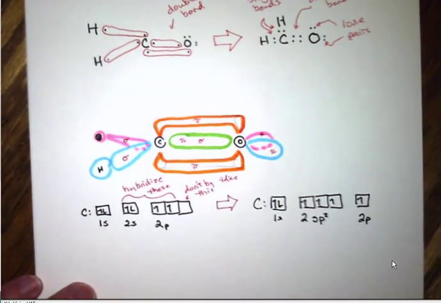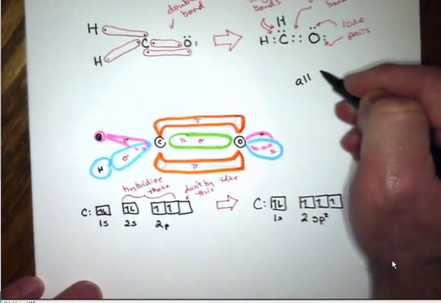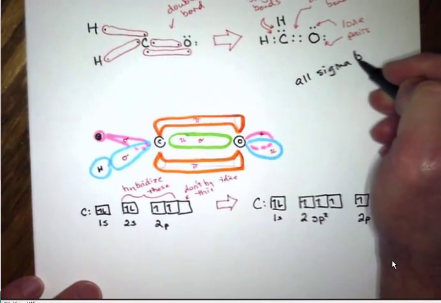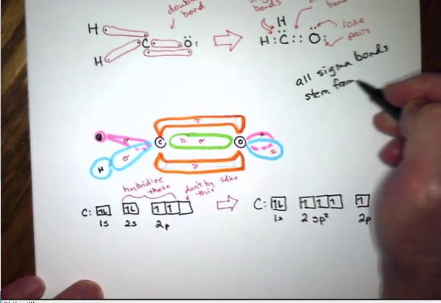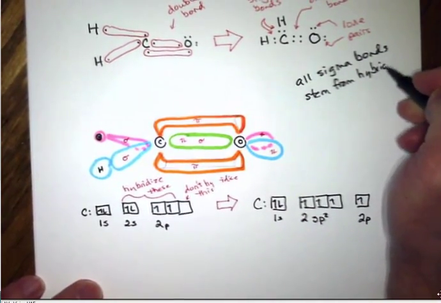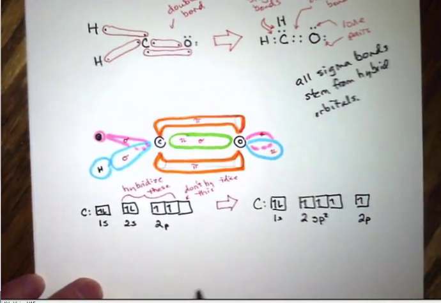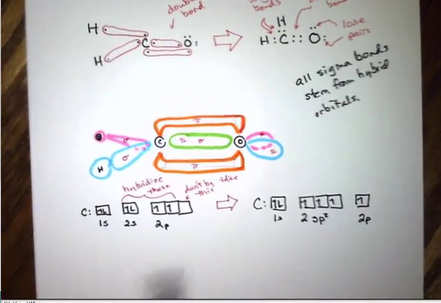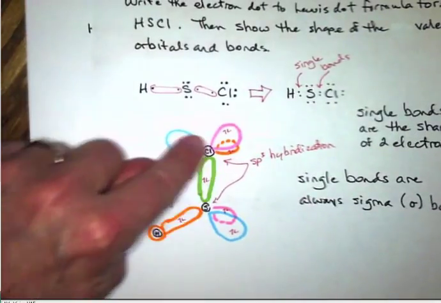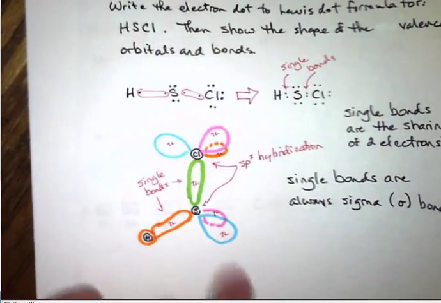So add something else to our toolbox of knowledge. All sigma bonds stem from hybrid orbitals. Okay? These 2 lone pairs over here on the oxygen are also going to come from hybrid orbitals. All 4 of the orbitals for this drawing here were hybridized orbitals. So these lone pairs up here, those all came from hybrid orbitals.